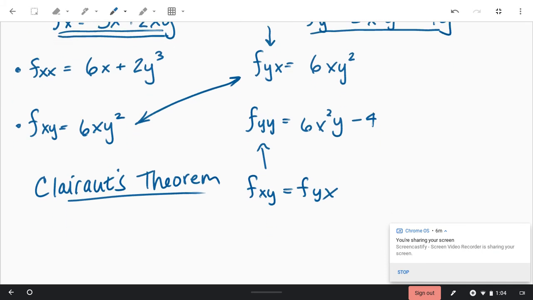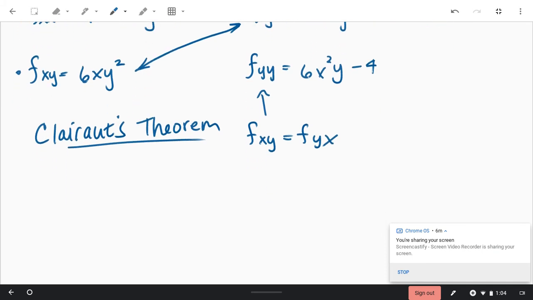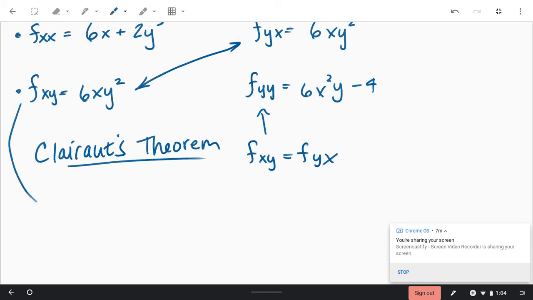Okay, and in fact, it works for all higher order derivatives. Okay, so I could keep going. Like if I wanted to take this one, fxyx. Okay, that tells me to take my partial with respect to x first, then with respect to y, and now do it with respect to x again. So I'd have 6y squared.